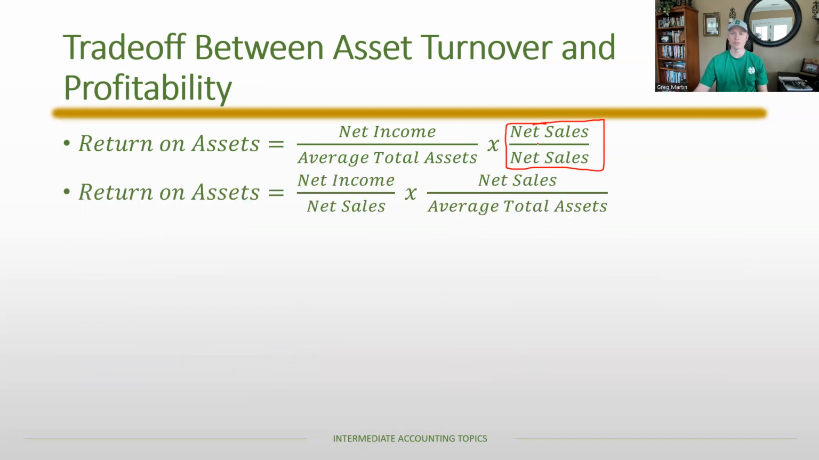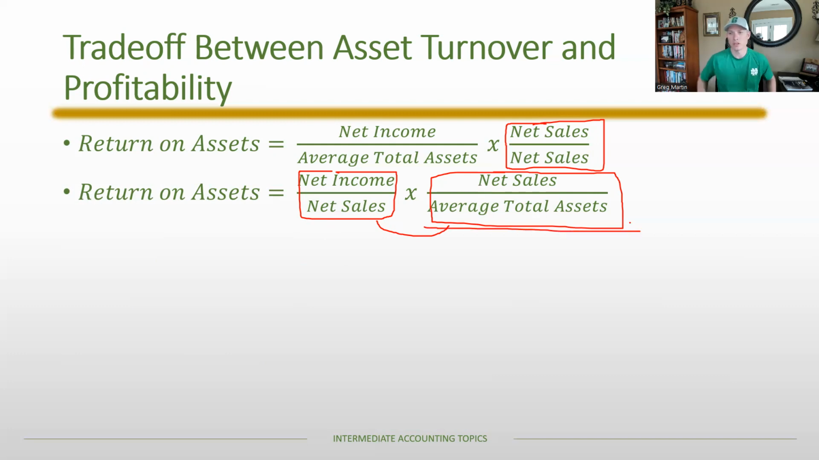If we rearrange them, we really have two things: net income over net sales, which you've seen before, and net sales over average total assets, also something you have seen before. These are two ratios that we've already seen. The first ratio is our profit margin on sales, and the other ratio is our total asset turnover. So we have a measure of profitability over here, and we have efficiency over here.